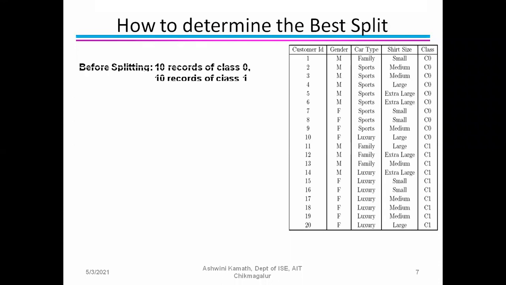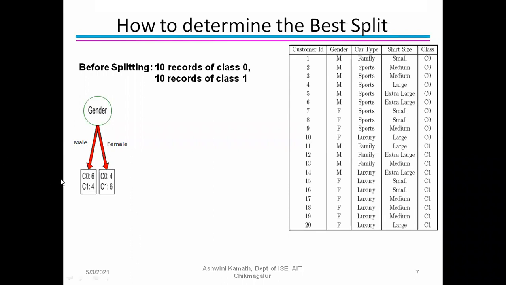Now, before splitting, we have 10 records of class 0 and 10 records of class 1. Then, if we want to divide by gender, we have only 2 possible values, male and female. When we divide it, again check for the classes. So, 2 classes we have here, C0 and C1.